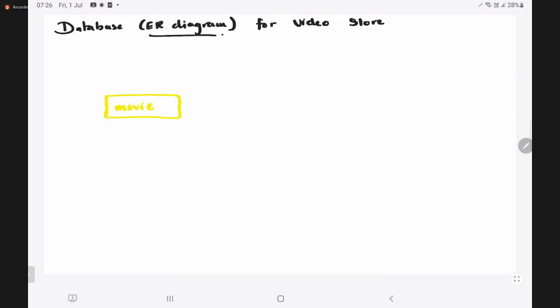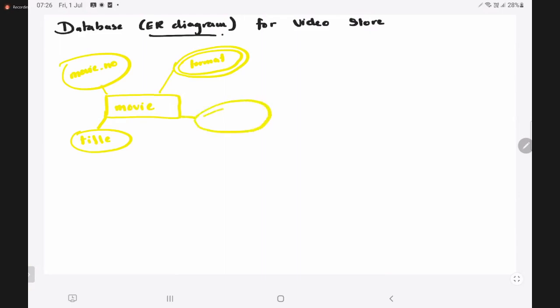Movie. So movie has a title and movie number. And there is another one, format, and there are different types of format, so it will be a multi-value. Multi-value, right? And the category also will be a multi-value category.